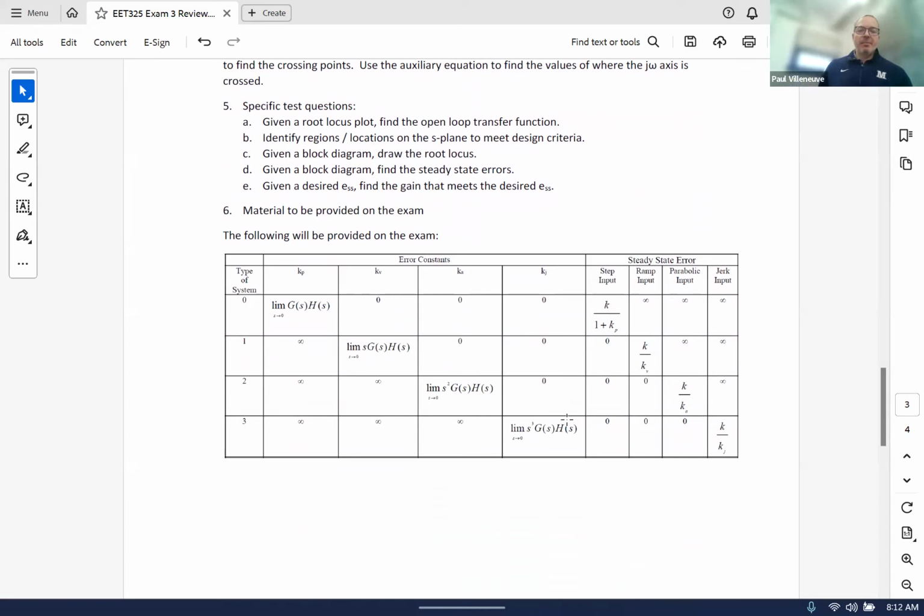So I put the K sub P, K sub V, K sub A. I also included K sub J, which is jerk, because there was a student who graduated many years ago who was really into high-end RC cars. And one of the things that I guess was a performance characteristic is how fast something can accelerate. That's called jerk. So I included it in here. So I added a type 3 system. And then you can see where all the steady state error, the step input, that type of stuff, you can see all that stuff is laid out in the table.